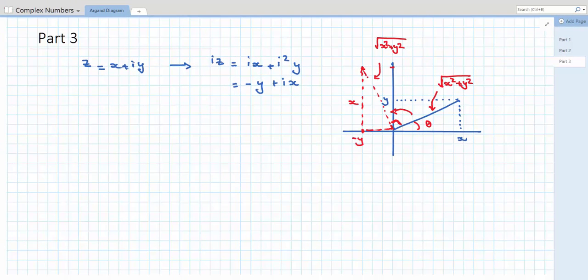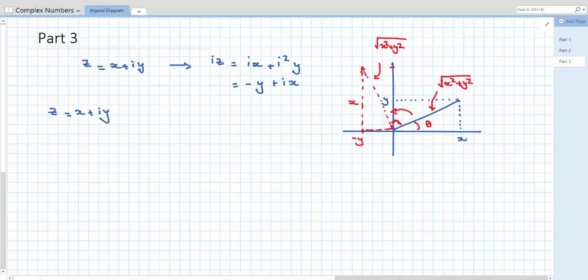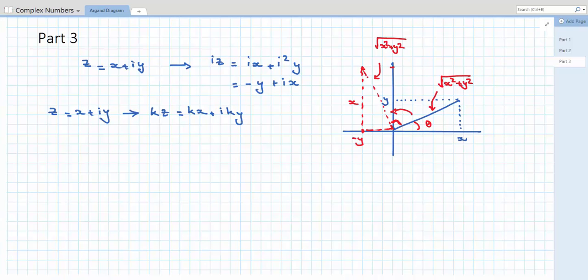Another case to be aware of is what happens when our vector x plus iy is multiplied by a constant k. Well, that changes the real and the imaginary component of the vector by a factor of k. So as a result, the angle will remain the same.